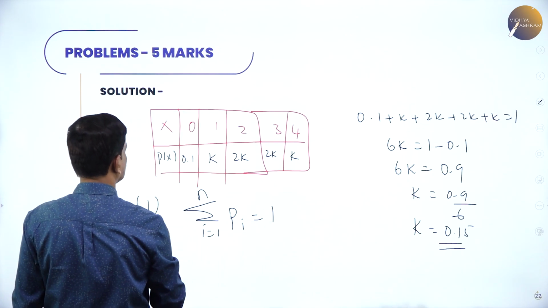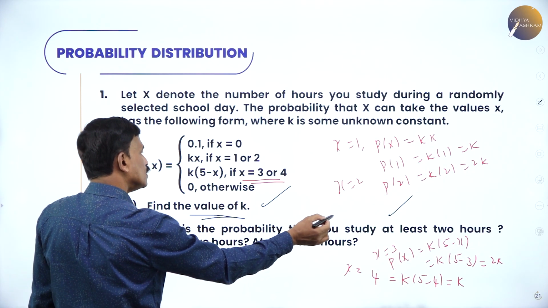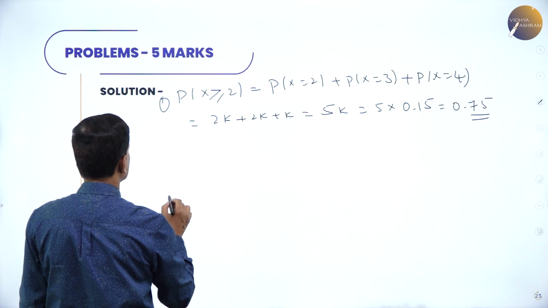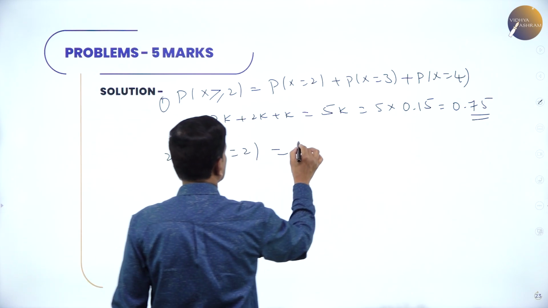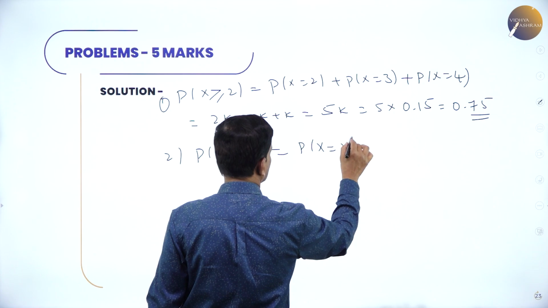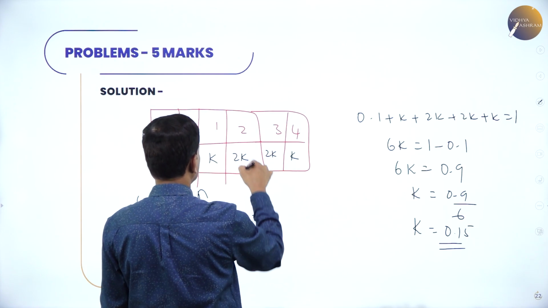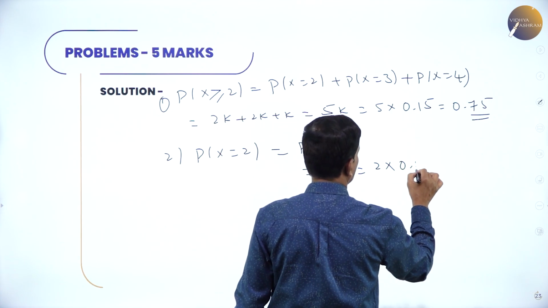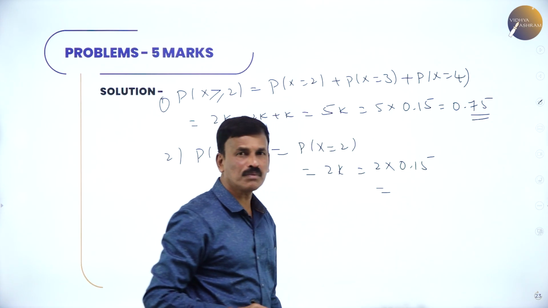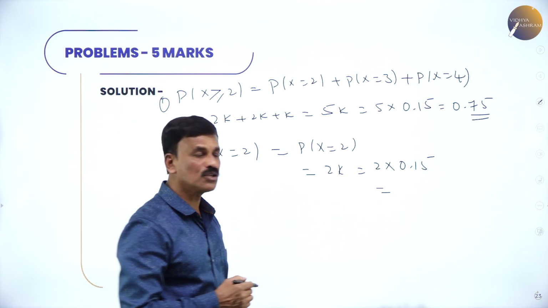What is the second condition? Exactly 2 hours. Exactly 2 hours means probability of X is equal to 2. What is X equal to 2? X equal to 2 is 2K. This is 2 into 0.15. That's nothing but 0.3.